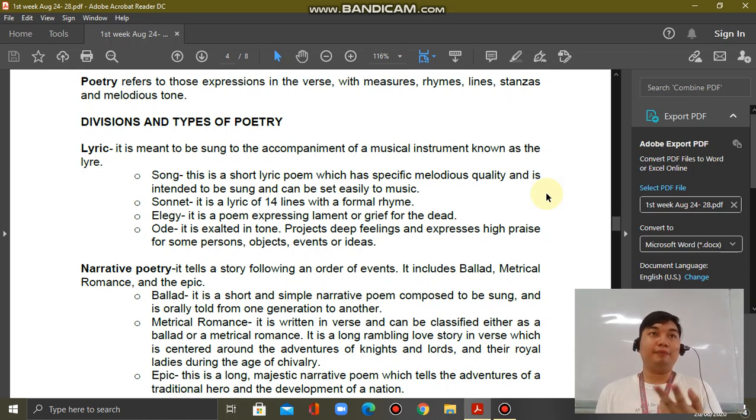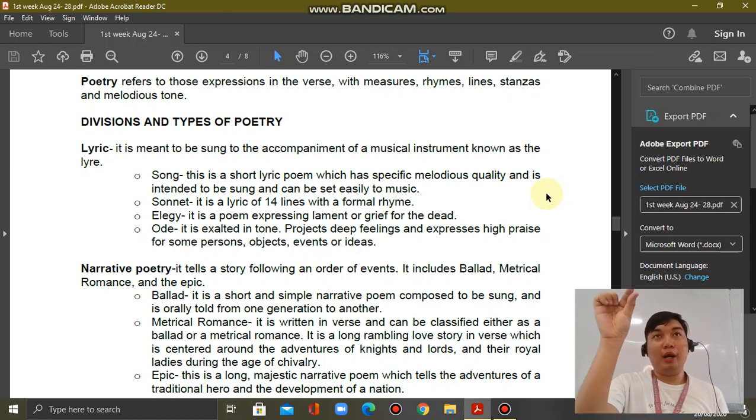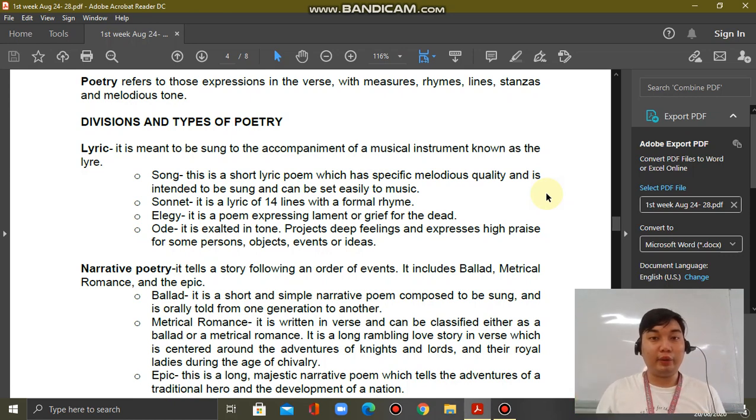And then you have the prose. Prose differs from poetry and drama because prose is written in a connected string of words, which means that it is written in composition or in paragraph form. And then drama is written in dialogue form. For example, Mark, then enclosed in parentheses is the actuation of what the character will do. So that's what it is, di ba?